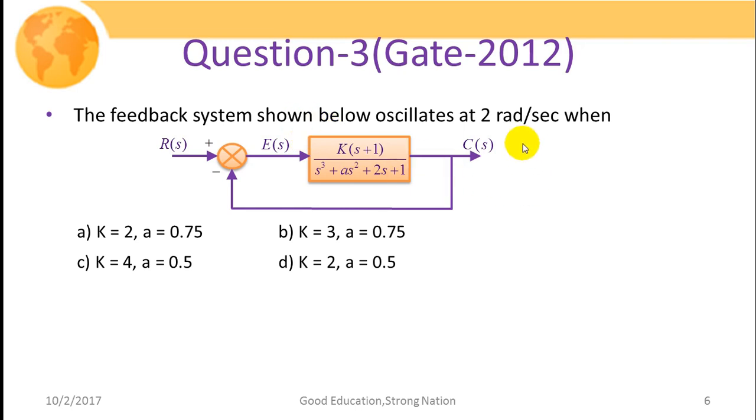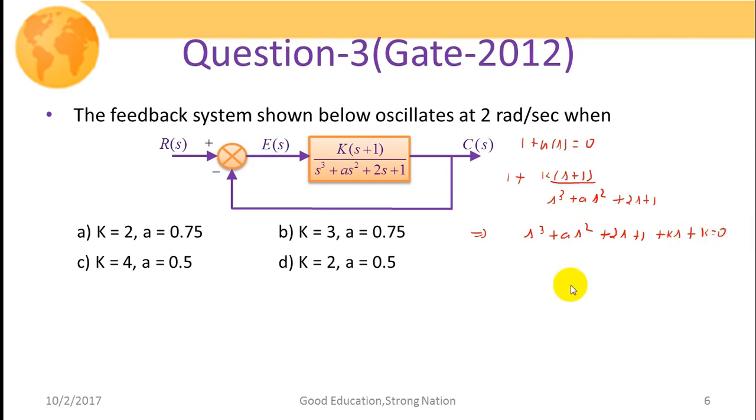So let us quickly evaluate the characteristic equation of the given system. It will be given by 1 plus G(s) equal to 0, which means 1 plus K times (s plus 1) divided by s cube plus a s square plus 2s plus 1. We are left with s cube plus a s square plus 2s plus 1 plus Ks plus K equal to 0, which could be rewritten as s cube plus a s square plus (K plus 2) s plus (K plus 1). So now this is the characteristic equation of the given system.